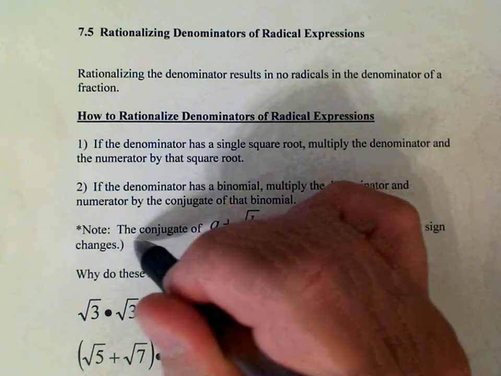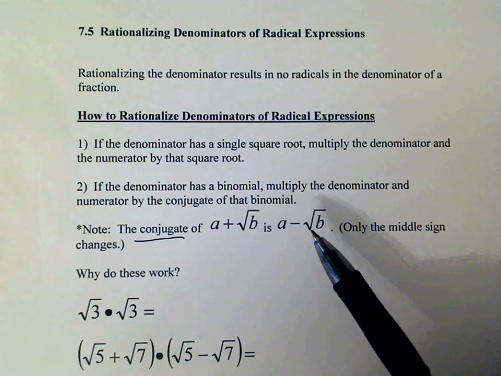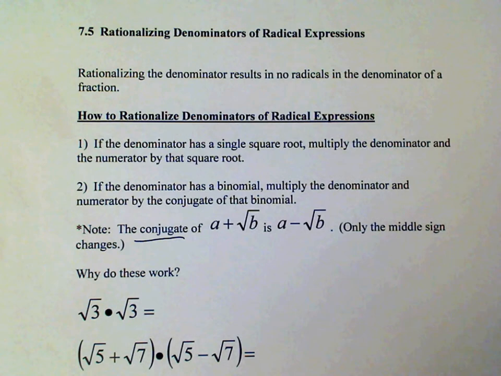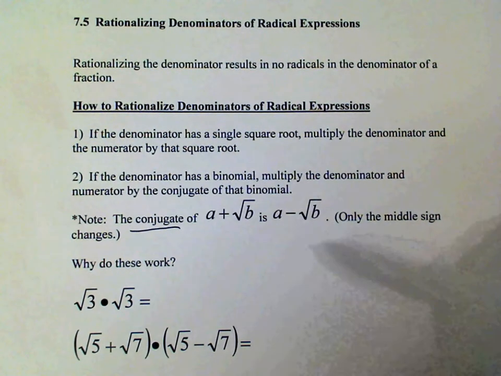This is the most important thing right here. The conjugate of a plus square root of b is the same thing except you change the middle sign. Let's keep that in mind. Just change the middle sign. And the reason why these work is for the following reasons. We'll do a couple of examples.